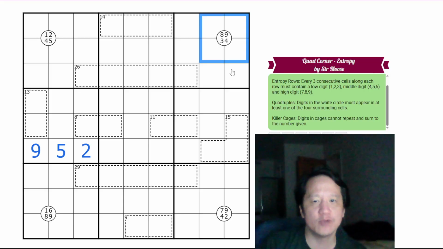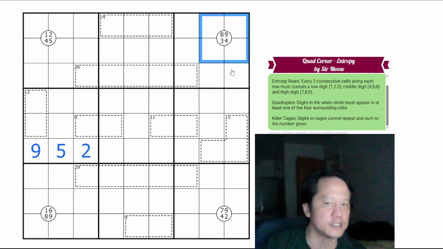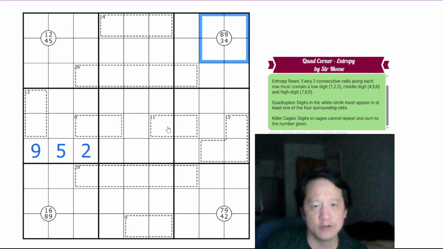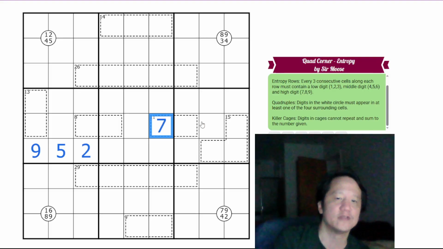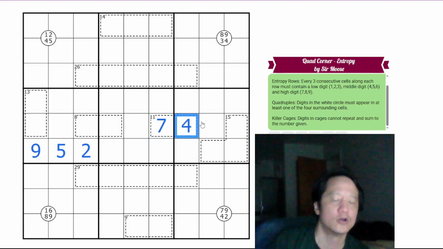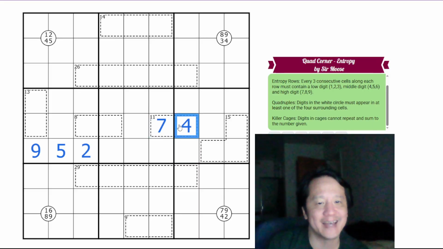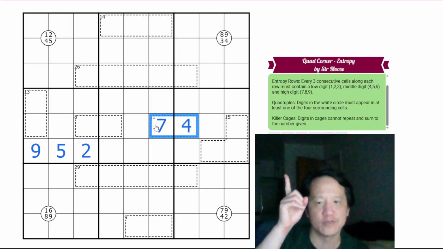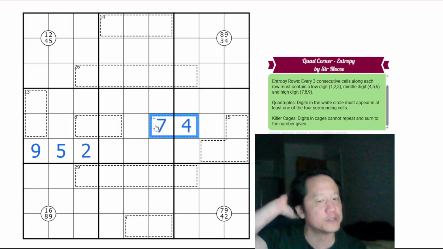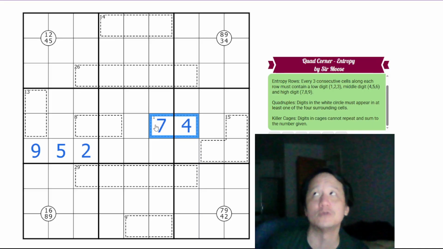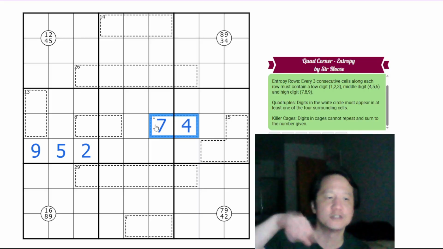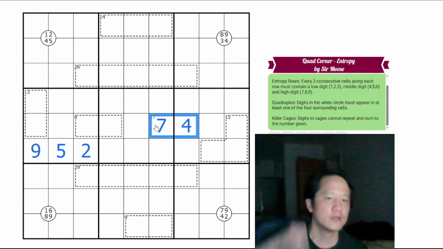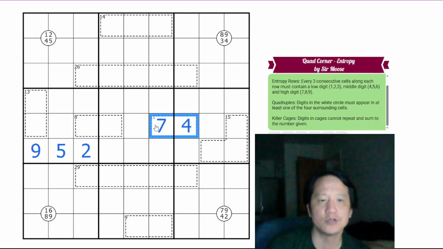And finally, we have killer cages, where digits in cages cannot repeat and sum to the number given. So as an example, say this was a 7 here. This would then have to be 4 because these 2 digits must add up to 11 because there's an 11 in the upper left-hand corner of the cage, and 4 and 7, those are the only 2 digits, the only 2 cells which have the cage around it. And those are all the rules.